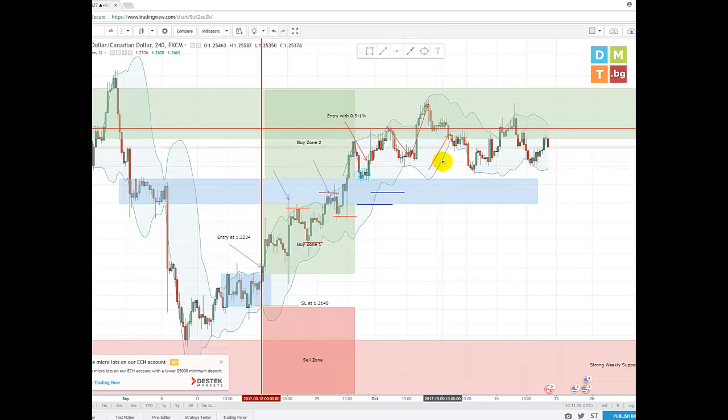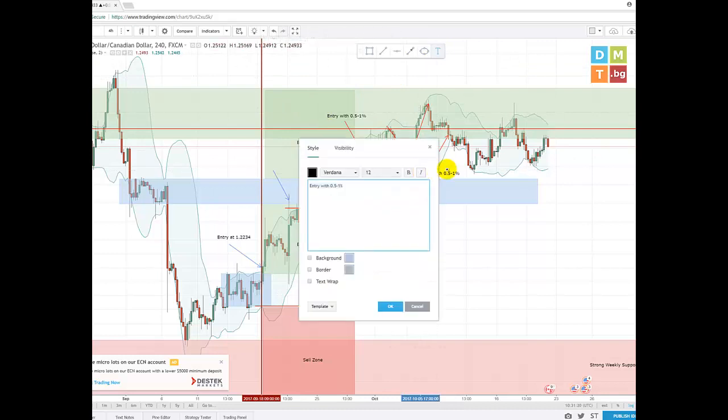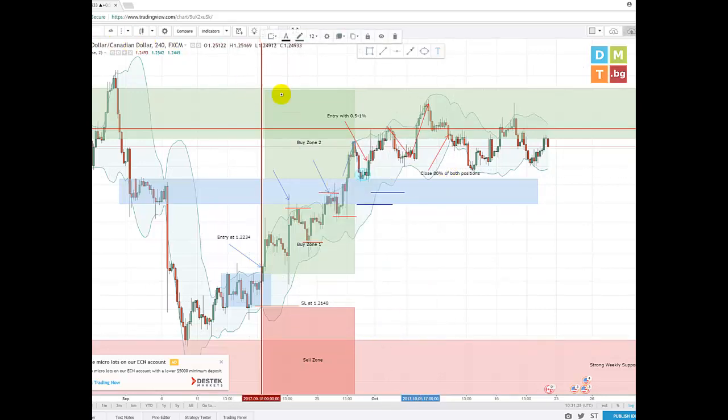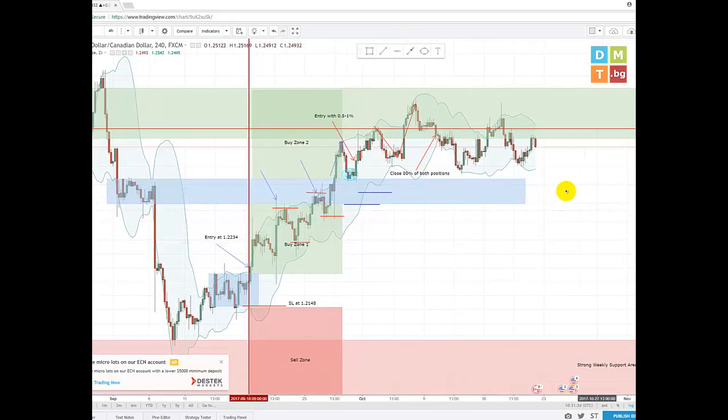For those of you who want to bag the whole profits of the two positions, you can cut the whole positions, but my recommendation would be to close 80% of both positions here and put your stop loss at break even. That way, if we get lucky in the long run and the price breaks out through this weekly resistance area, we might squeeze in some more profits of this movement.